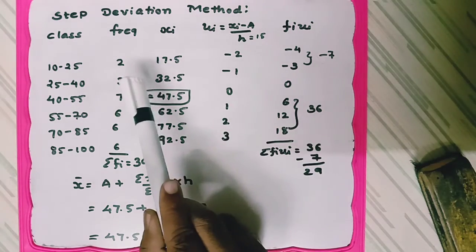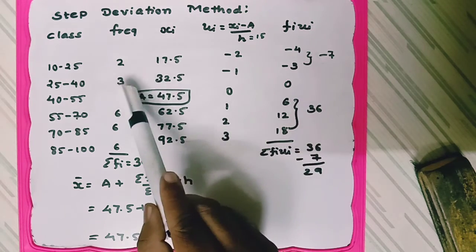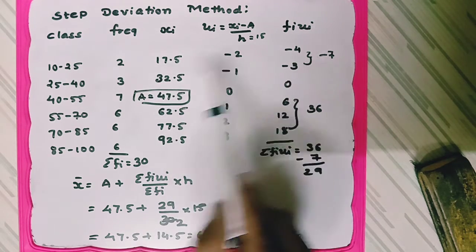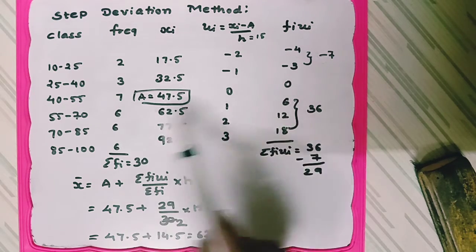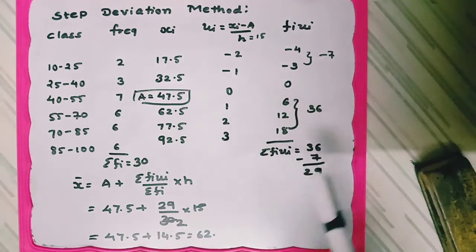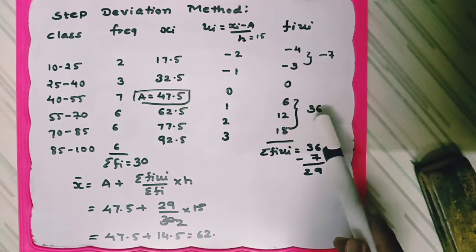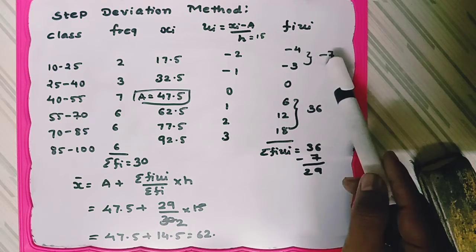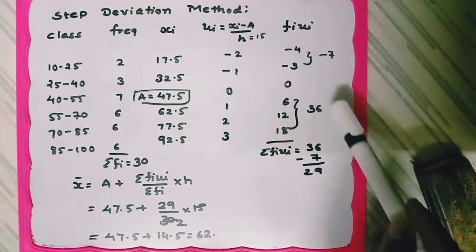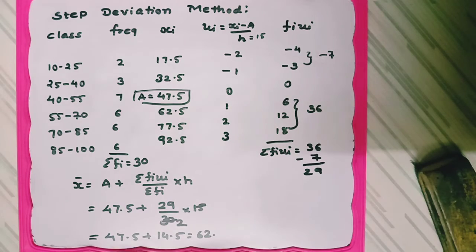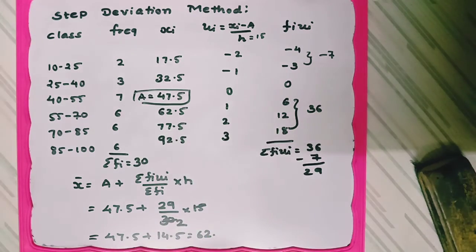Now we will multiply fi into ui. So 2 into minus 2, minus 4, 3 into minus 1, minus 3, 7 into 0, 0, 6 1s are 6, 6 2s are 12, 6 3s are 18. So we take the positive values addition, that is 36, the negative values addition is minus 7. And so finally sigma fi ui we have 36 minus 7, 29. And the total frequency we have 30.